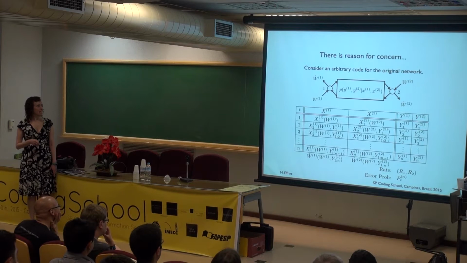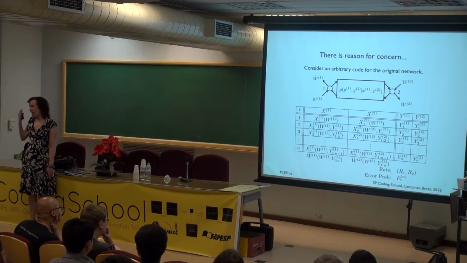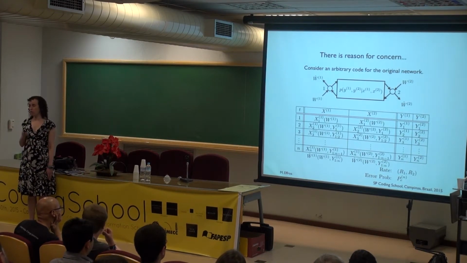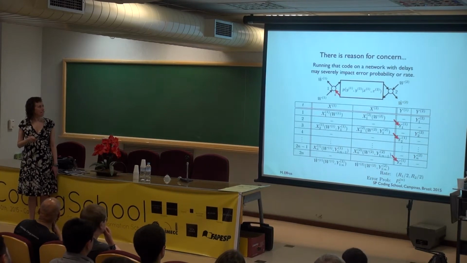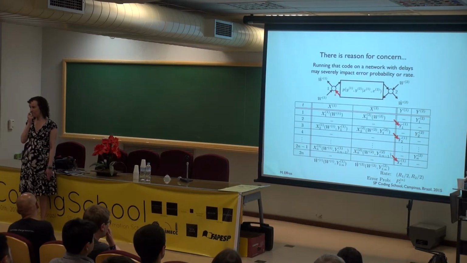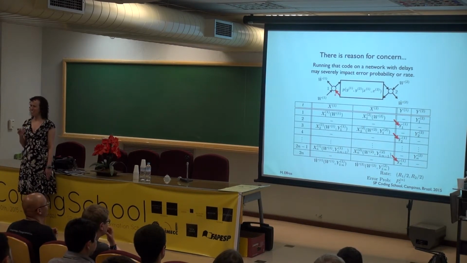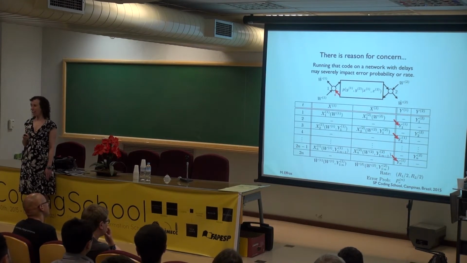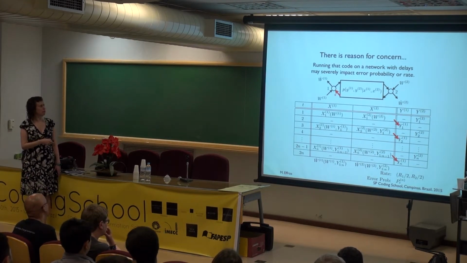Now imagine that we have this code for the network with no delays, and we'd like to understand what's going to happen in the network with delays. And you can see if you try and use the same code, it looks bad. It looks bad very early, and here's the reason why.